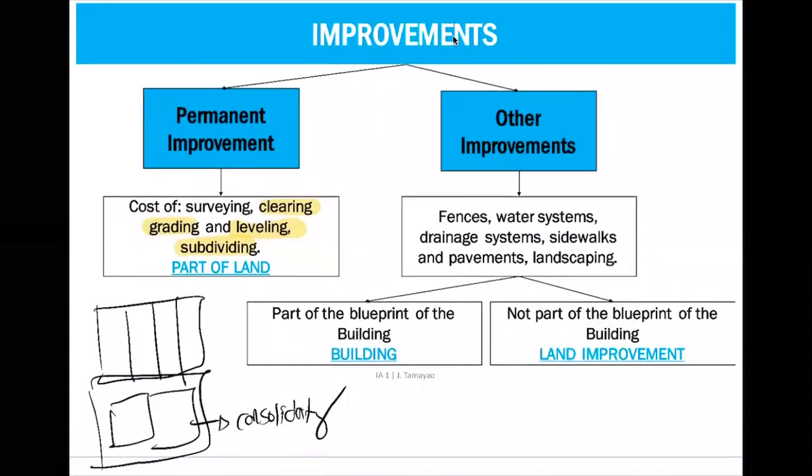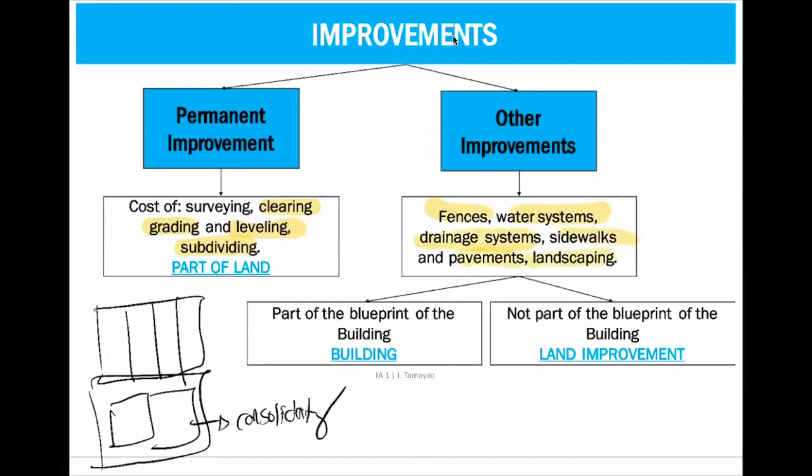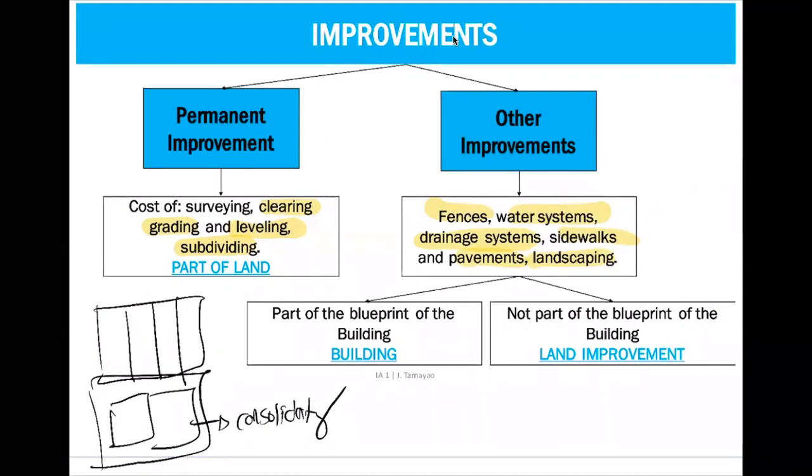But what if the improvement is a temporary improvement, an improvement not considered permanent in character, such as your fences, water systems, drainage systems, sidewalks, pavements, and landscaping. So these are all temporary improvements. Over time, mawawala kasi ang mga yan. Sir, bakit yung leveling at subdividing at grading, hindi ba nawawala yan? Hindi, kasi nandun na siya sa lupa talaga. Yung subdivision mo, yan na talaga siya. Guys, when I say subdividing, hindi yung subdivision ni Villar, but we divide the lot talaga.